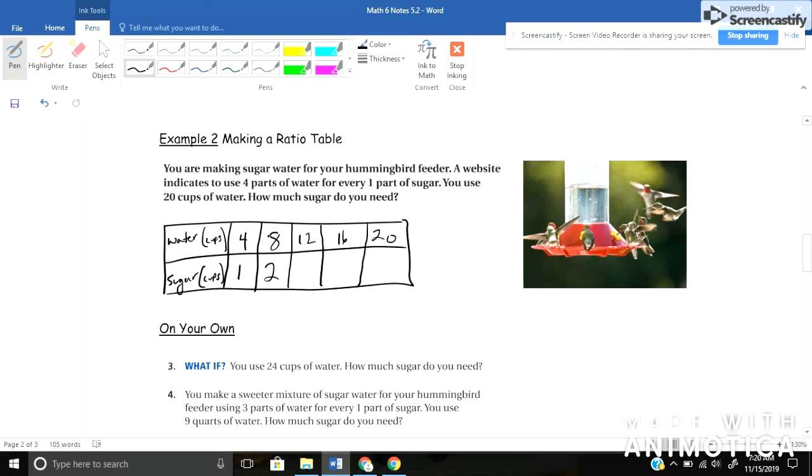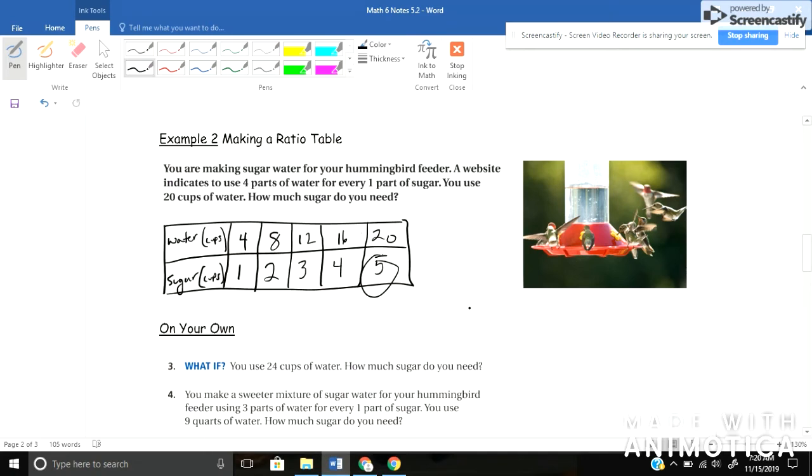Okay, well, if I added another 4 cups of water here, I'd have to add another cup of sugar, another 4 cups of water here, another cup of sugar, so on and so forth. So you get to the end, and you can see that you would need 5 cups of sugar if you had 20 cups of water.